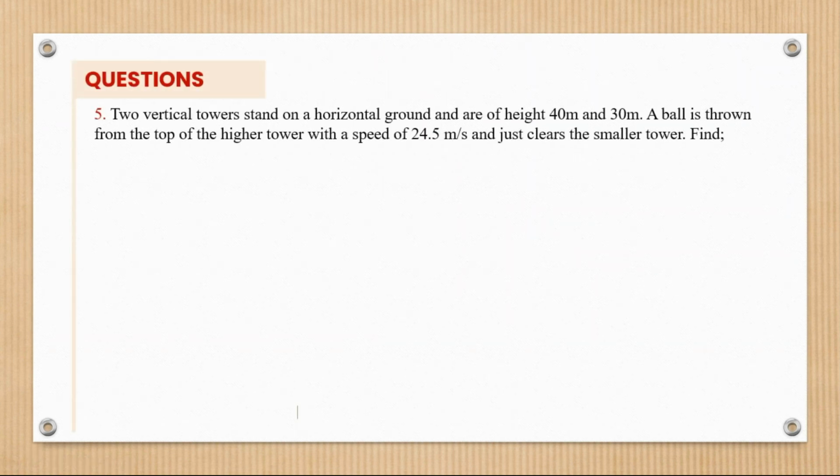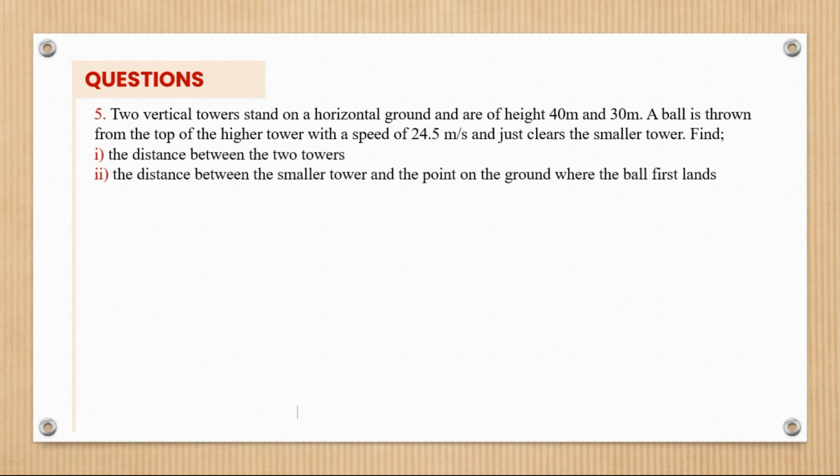Alright, so now we move on to the next example. In the next example, we're told that two vertical towers stand on horizontal ground and are of height 40 meters and 30 meters. A ball is thrown from the top of the higher tower with a speed of 24.5 meters per second and just clears the smaller tower. We're asked to find the distance between the two towers, and also the distance between the smaller tower and the point on the ground where the ball first lands.